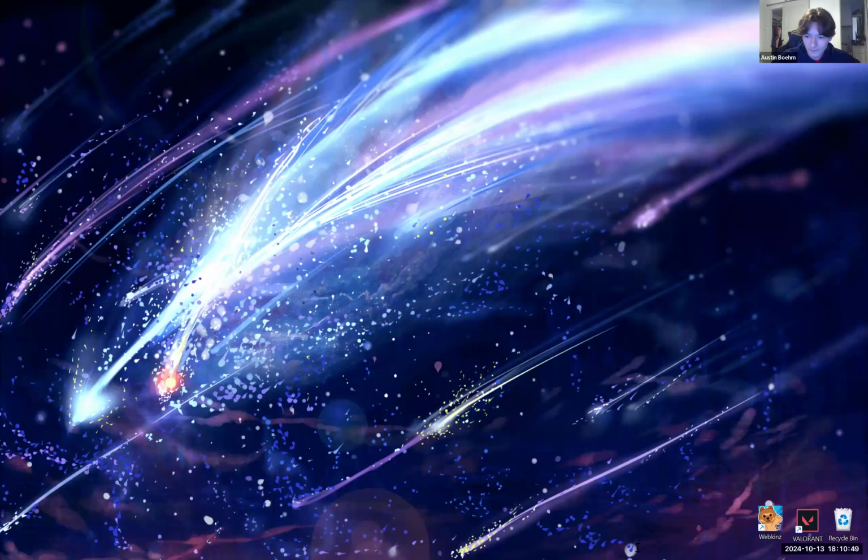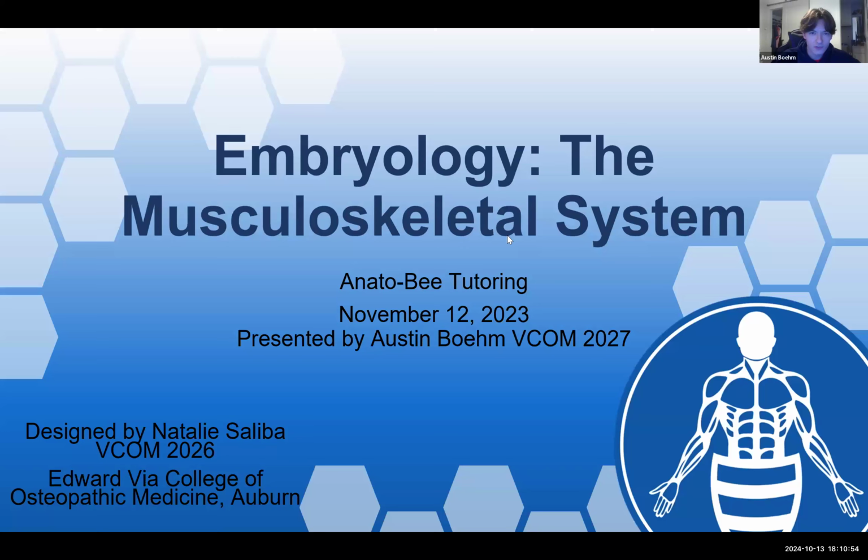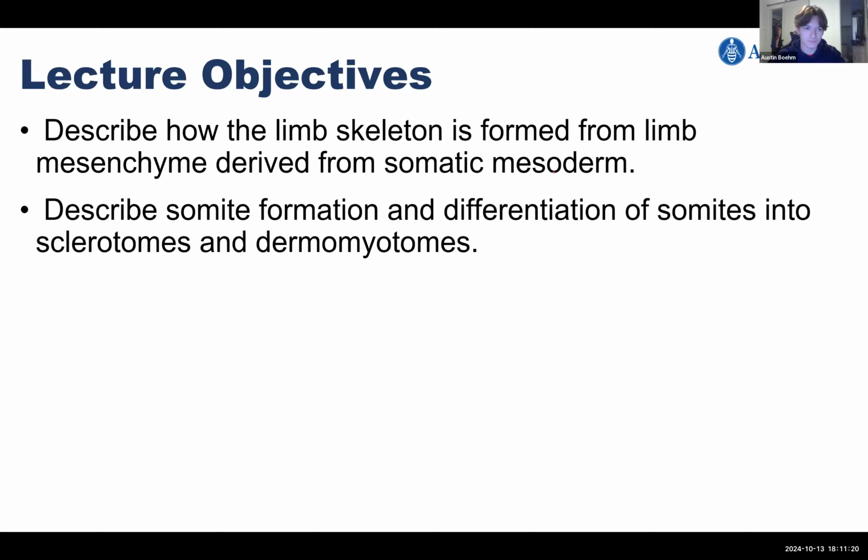All right. And can everyone see the slides? All right. So hello, everybody. Again, my name is Austin. Thank you for sticking with me here. And today I'm going to be talking to you guys about the embryology of the musculoskeletal system, essentially how it came about and originates and develops from a baby.